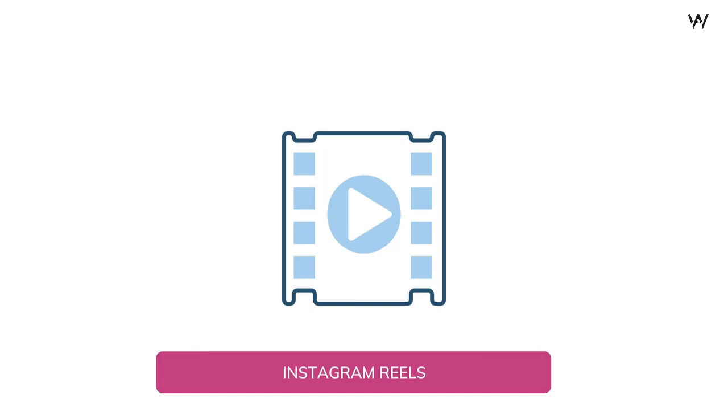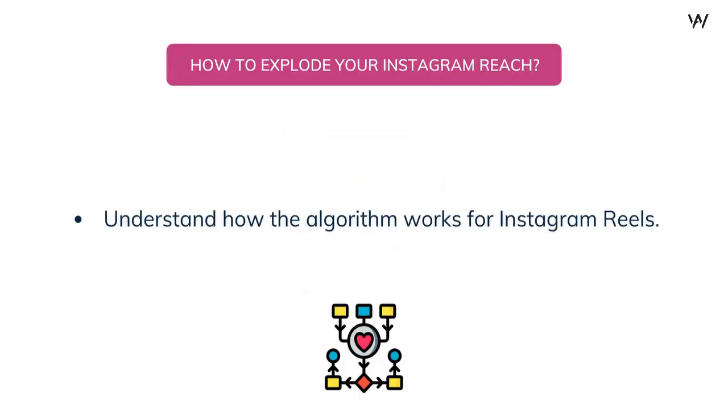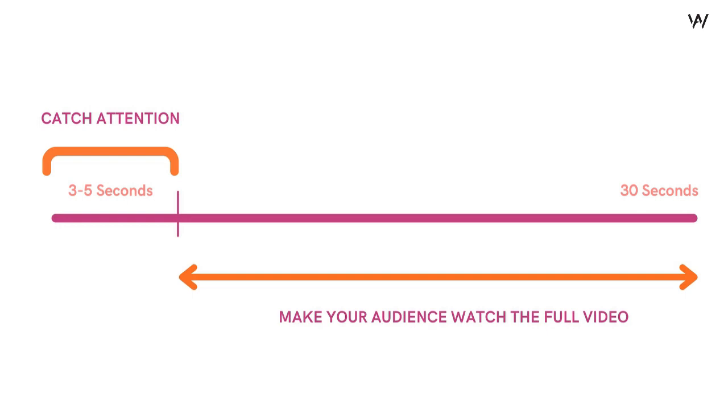In order to explode your Instagram reach using Reels, you have to do two things. Let's take it one by one. The first thing is you have to understand how the algorithm works for Instagram Reels. The algorithm is simple. It works on watch time. By that I mean that you have to make your audience watch your entire 15-second or 30-second or 60-second Reels video. As you can see on the screen, this is the timeline for a 30-second video.